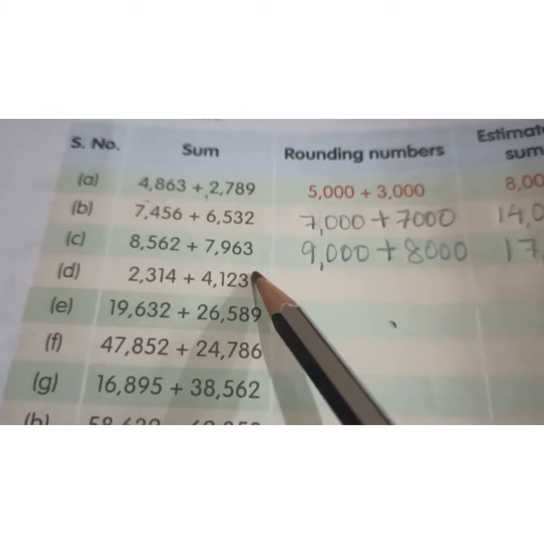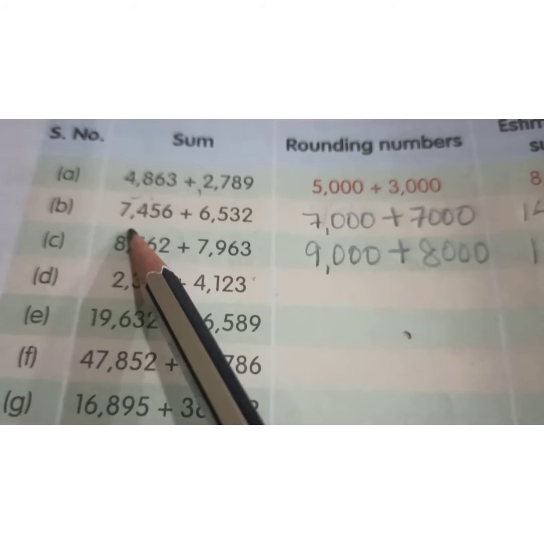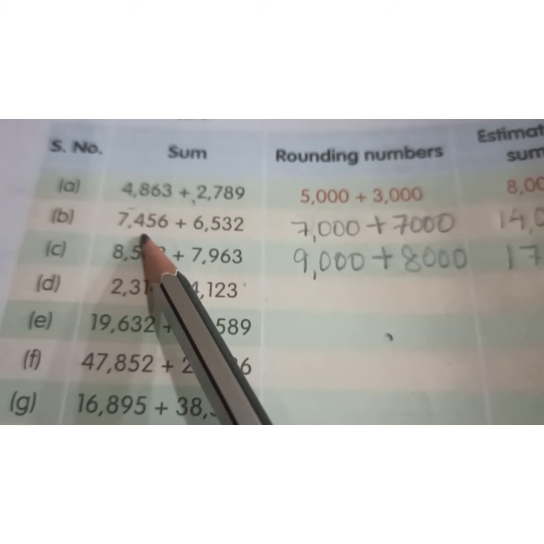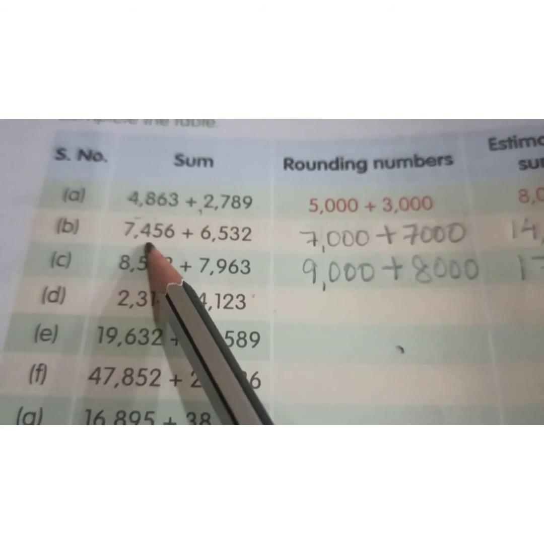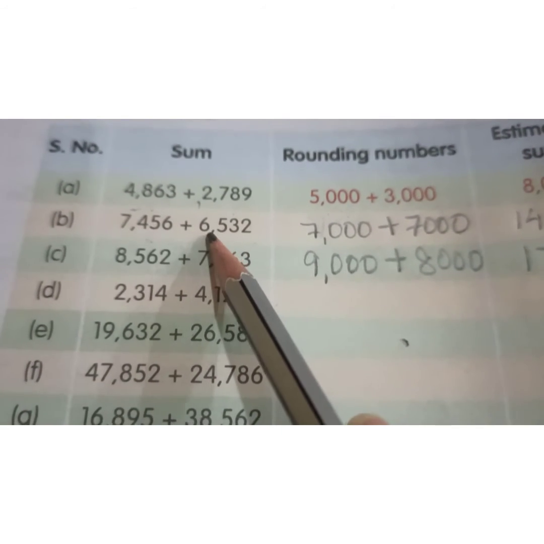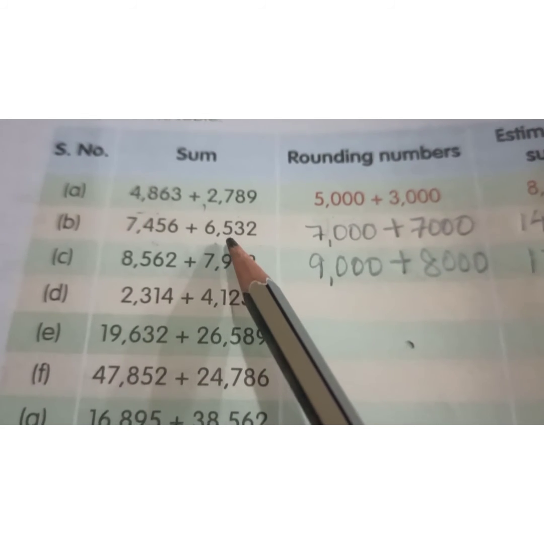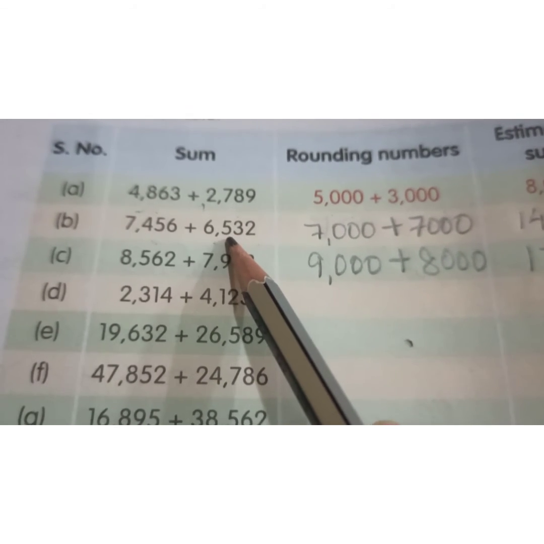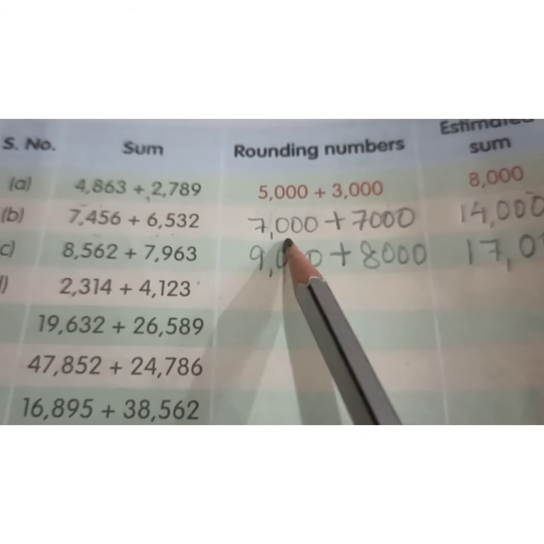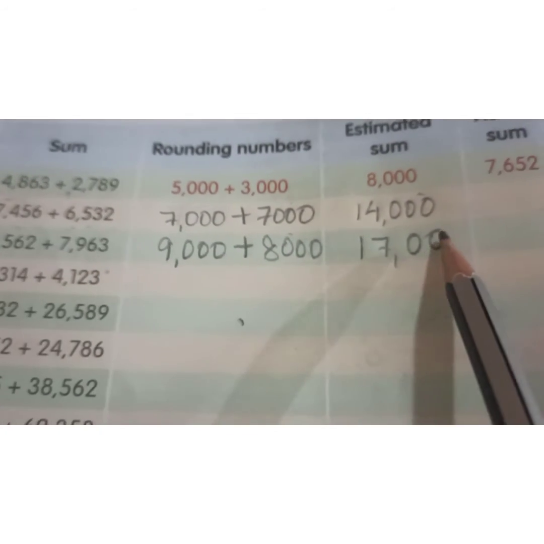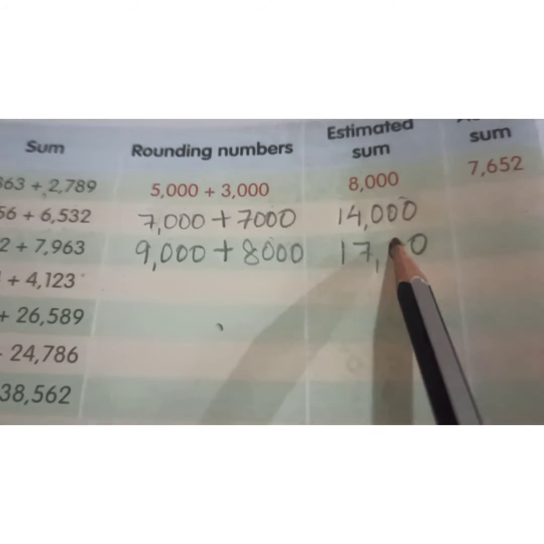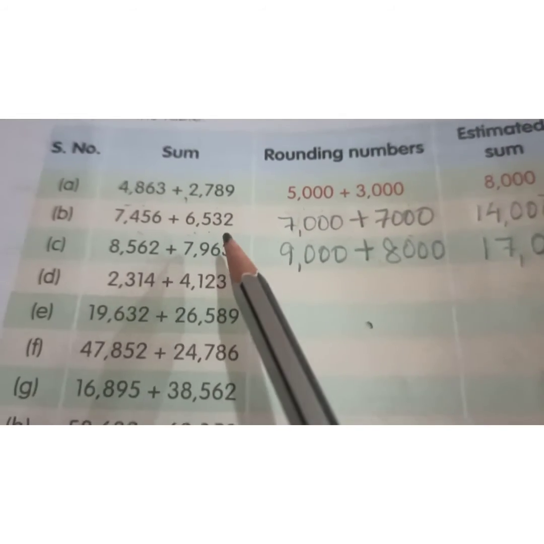Similarly, I have done parts B and C for you. You see this is 7400. The 4 is closer to 0, as it is not more than 5, so it will become 0 only. So we got 7000. In the next value we have 6500. As the value is 500 or more, it will be rounded up to the next thousand, so 6000 becomes 7000. Now these are the rounded numbers. What is left is to add the estimated sum, 7,000 plus 7,000 gives us 14,000, and the actual sum you have to find by adding these two numbers.